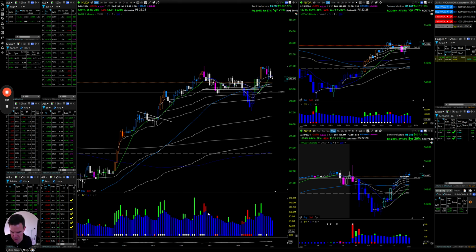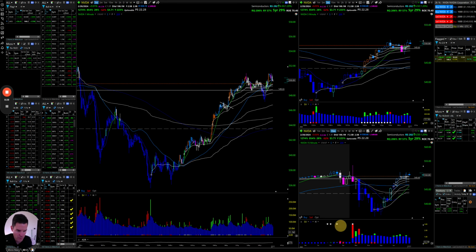I also have another pink sell signal down here, which we did not get any of those. Yeah, we got one over here in the 15-minute, right there. But that did not confirm with this candle.